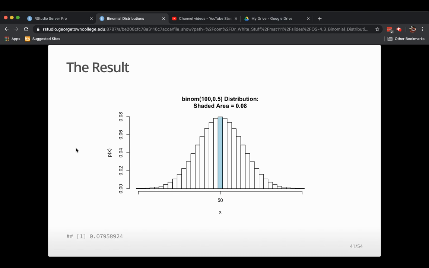Here's the way it would be in RStudio. And so the height of the rectangle over 50 is the probability of getting exactly 50 heads in 100 tosses, exactly what you expect. And what is it? Just a little bit under 8%, about 0.0795, just about 8% chance of getting exactly the number of heads you would expect in 100 tosses of a fair coin.